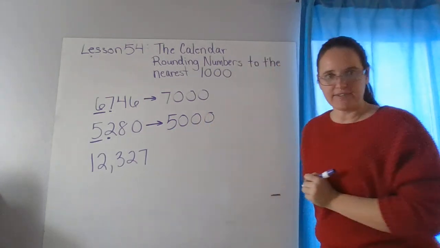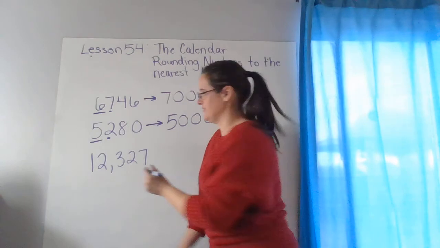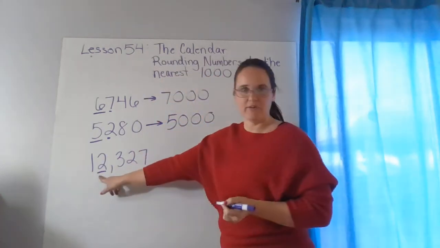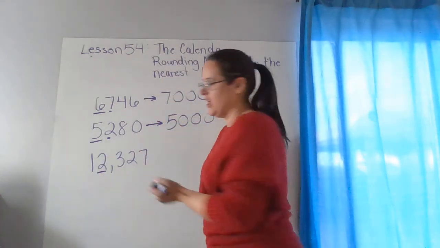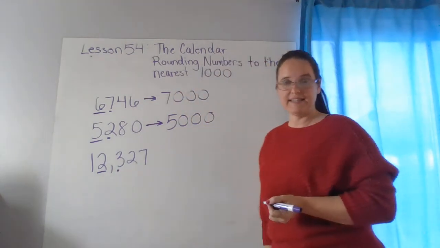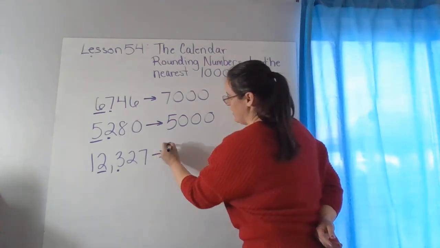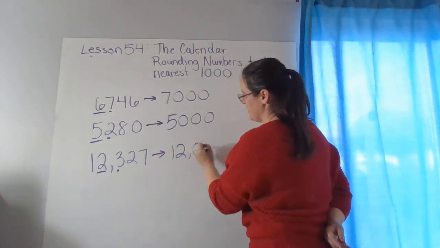to 5,000. Now this one, this has a little bit more than thousands, so I have to locate my thousands place. Look at the very next digit. 3 is less than 5, so I round down to 12,000.